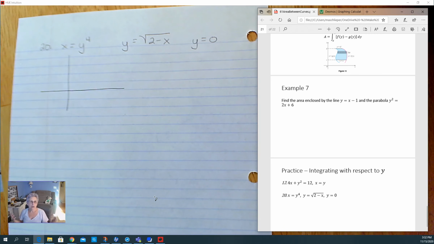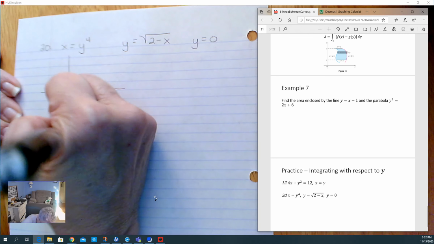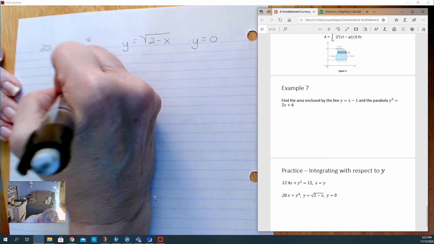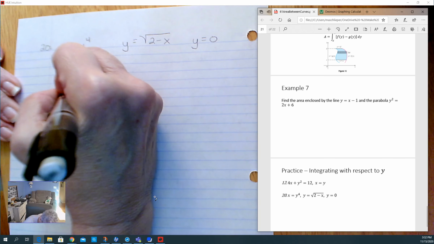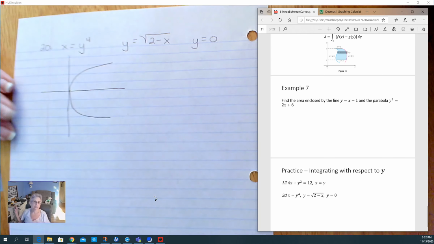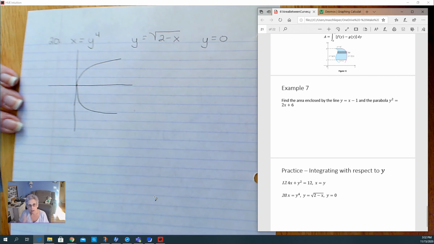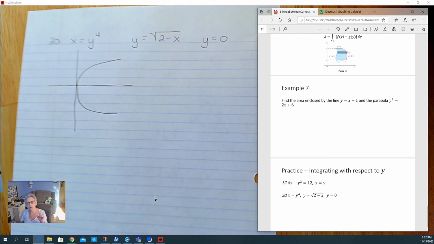So first off, x equals y to the 4th power. Not too hard to graph. It just looks like a sideways facing parabola with a flattened out vertex. So a fat bottom parabola facing to the right. Now, square root of 2 minus x. We can logic our way through this one.